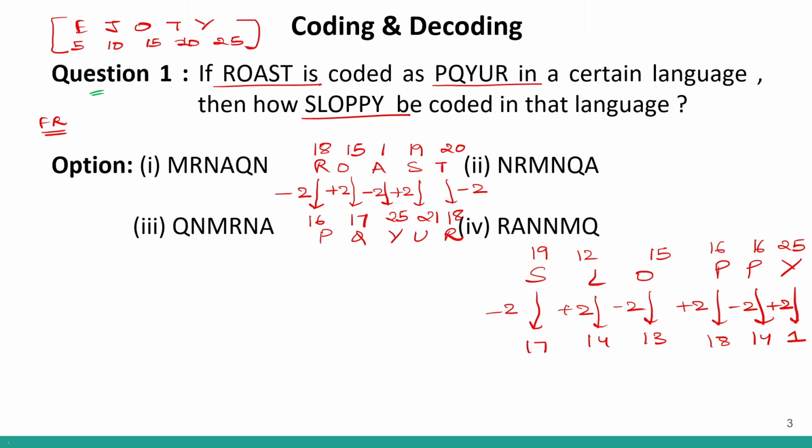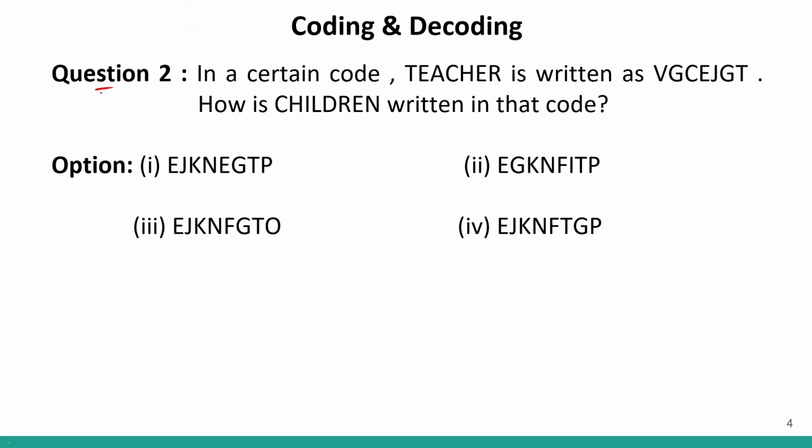So if I look at the code, 17 is for how much? 17 is for Q, 14 is for N. Then we have M. 18 is for R, 14 is again for N, and 1 is for A. So the code will be Q, N, M, R, N, A. This is given in which option? This is given in option number 3. So this will be your answer. Option number 3 will be the answer to this question. Clear? Moving on to question number 2.